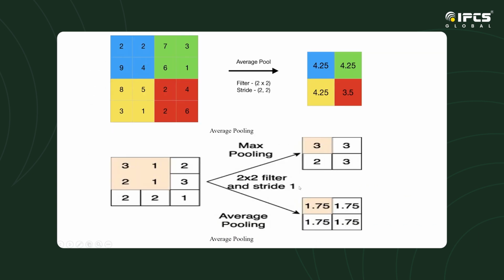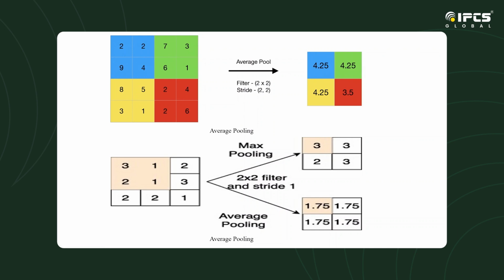Then the second one is average pooling. In average pooling, we consider the average value in each cell. So the average is 2 plus 2 plus 9 plus 4 divided by 4. The average of this 2x2 is 4.25. Then again we consider the average of the next 2x2, and we get 4.25. In this way, we calculate the average values for the whole image.